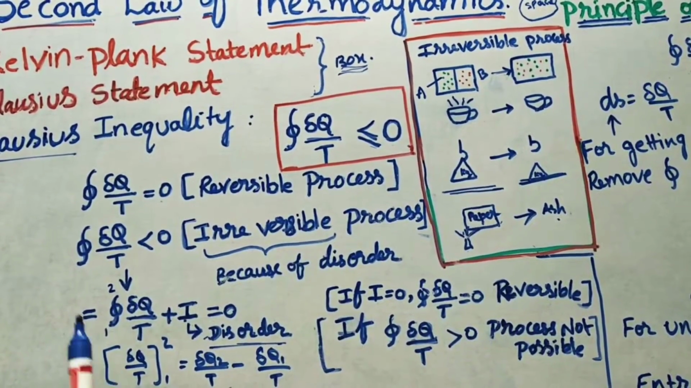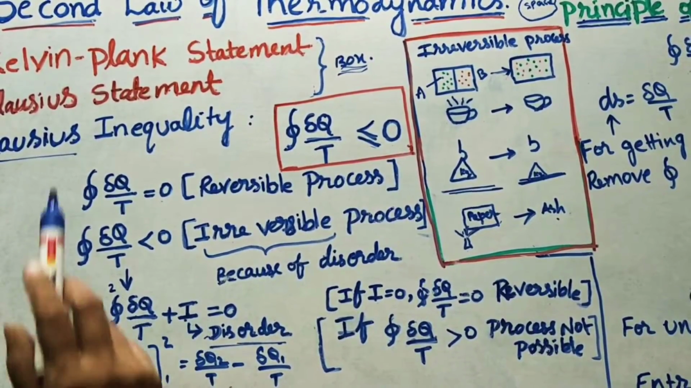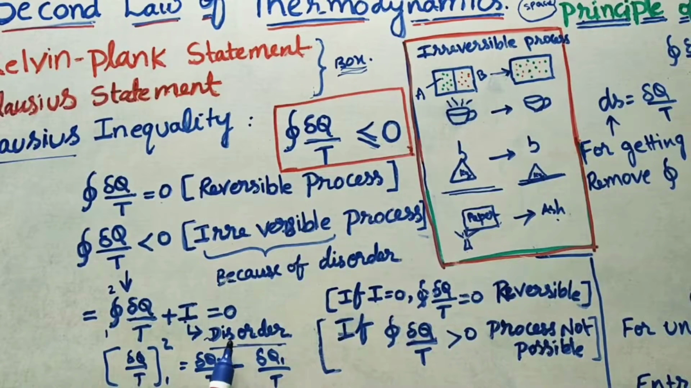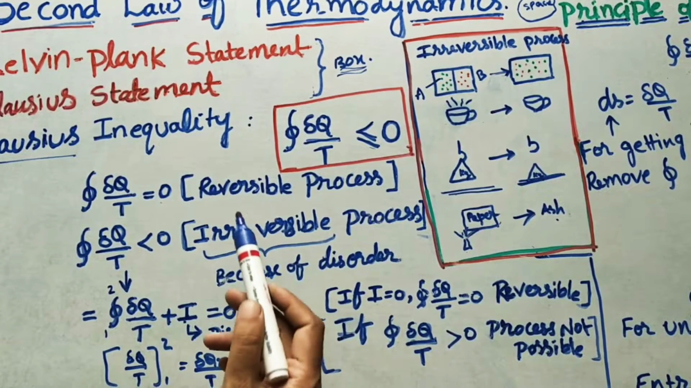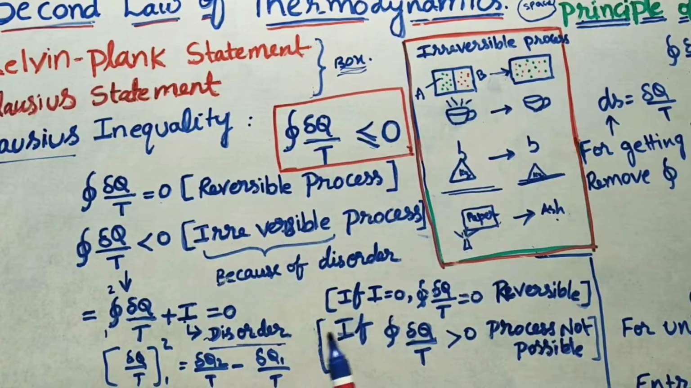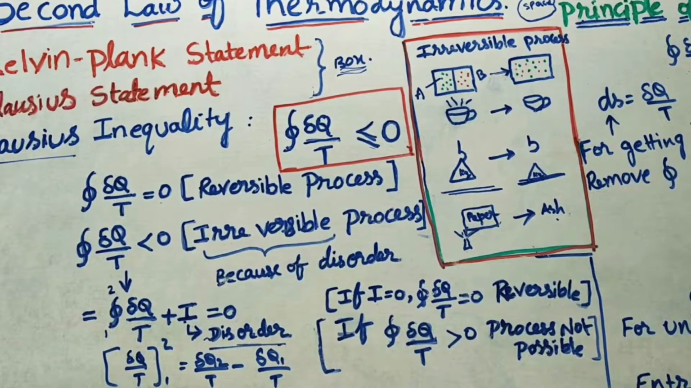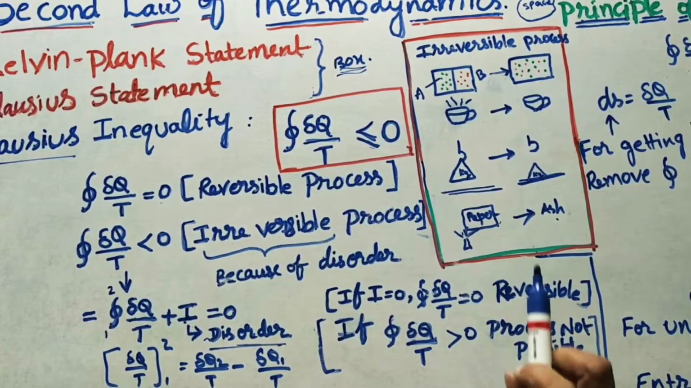So Clausius has given the equation of the second law of thermodynamics for finding the direction and the disorder, how much disorder the process has, whether it is reversible or irreversible, and whether the process is possible or not. These are the main uses of the Clausius inequality in the second law of thermodynamics. He also introduced entropy in this second law. He gave the entropy term for the disorder of the arrangement of the molecules.